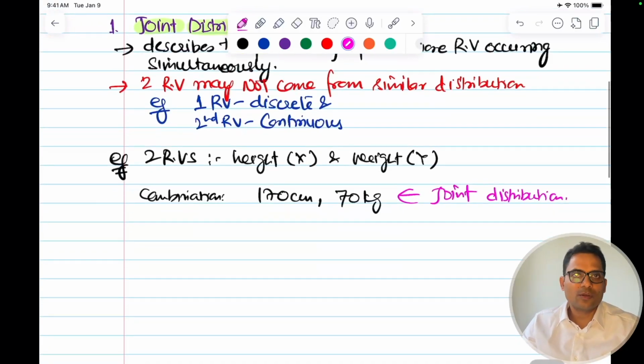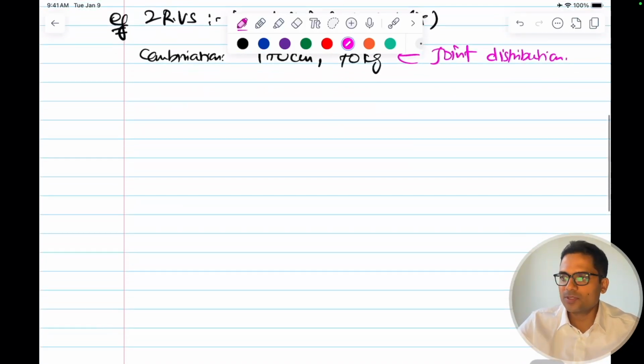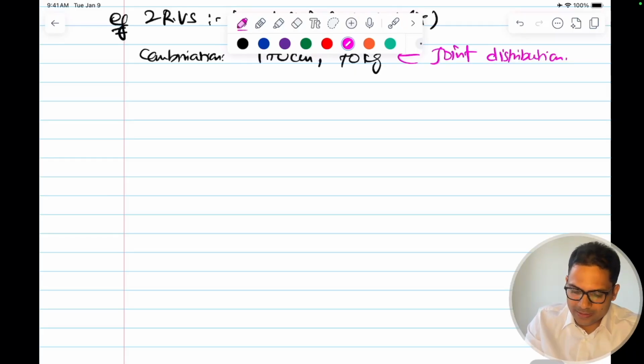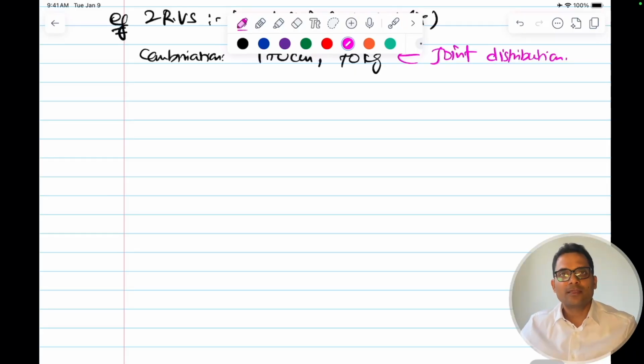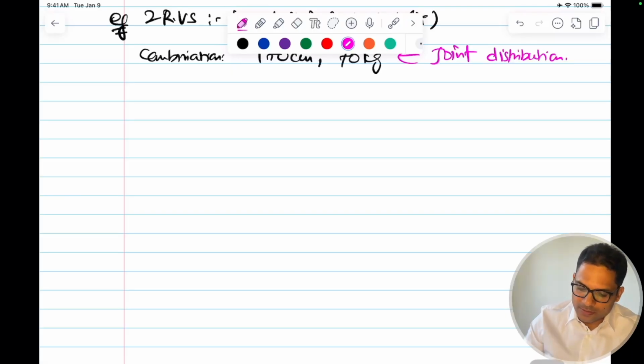Okay, I hope this is clear. So let me set up the example which will be more clear. For example, let's say we have two bags, and the first bag contains 2 red balls and 3 blue balls, and the second bag contains 3 red balls and 2 blue balls.